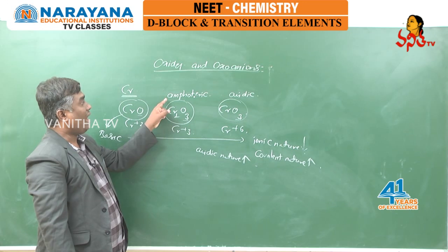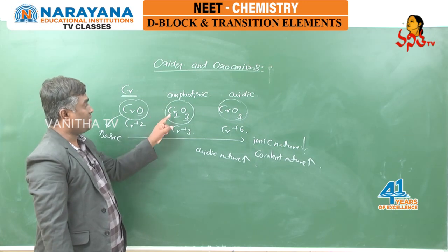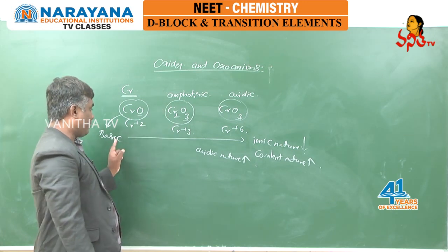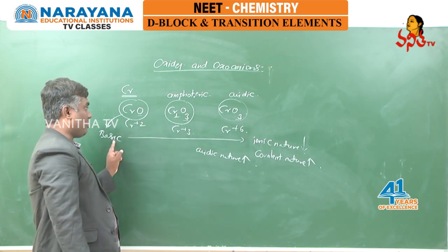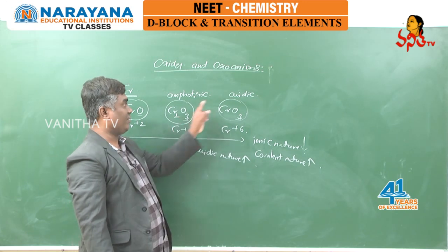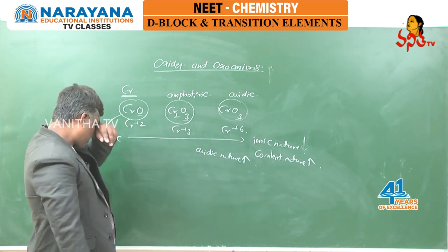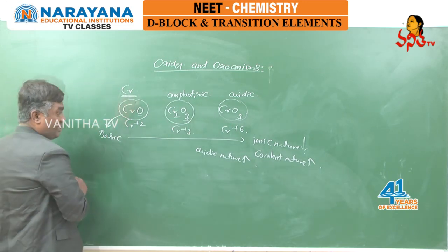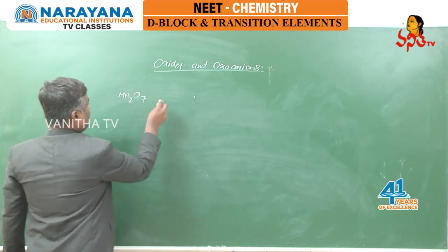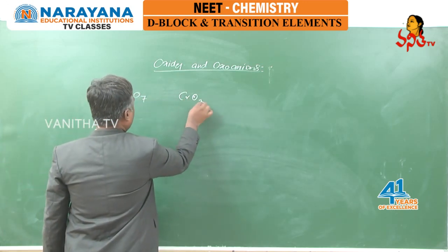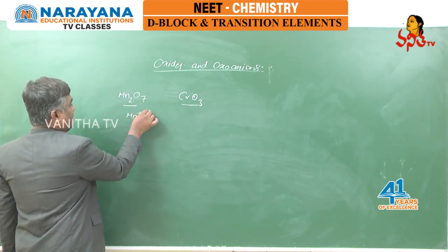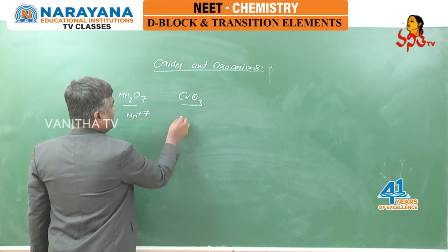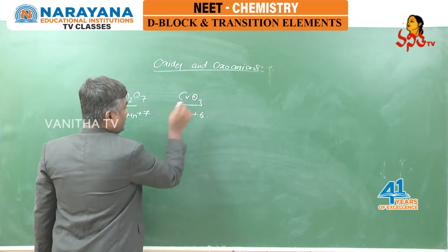I hope you know, amphoteric nature means the species which has both acidic properties and basic properties. Means Cr2O3 has basic properties, Cr2O3 has even acidic properties also. And here see this Mn2O7 as well as CrO3. In both the cases, here manganese is exhibiting its highest +7, and in this case chromium is exhibiting its highest +6.